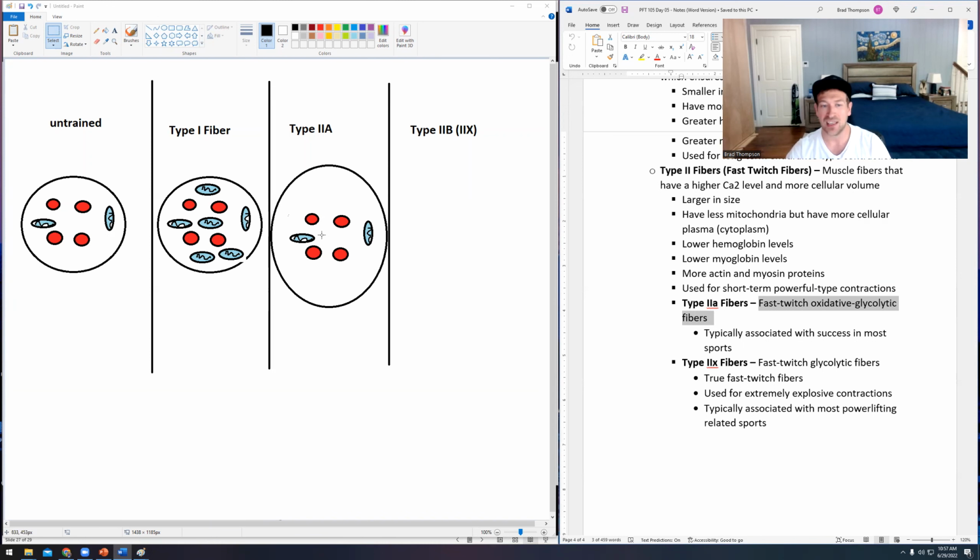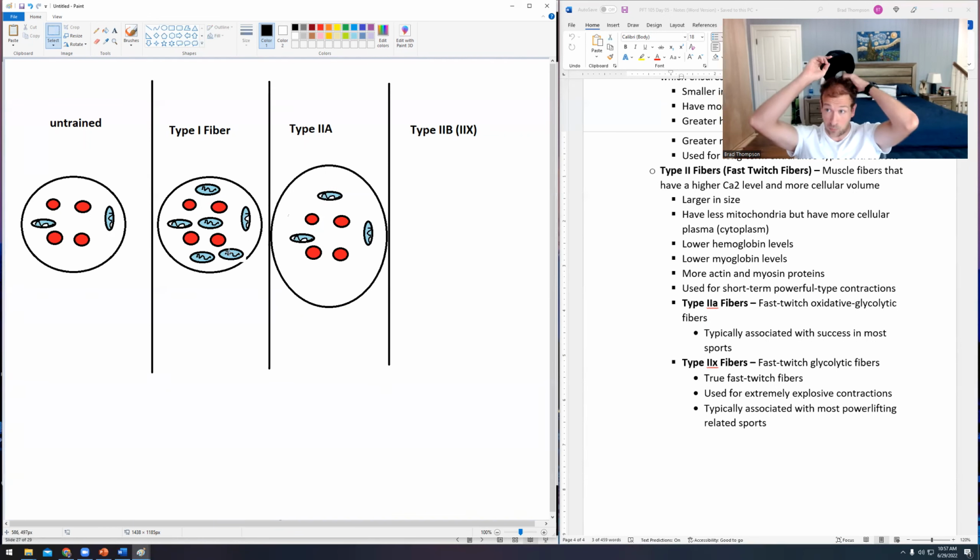You know, we might even see a little bit of extra mitochondria in here, just a little bit more, right? But we're not going to see a ton. We're not going to see as much mitochondria as a type 1 fiber. But we're going to see more cellular fluid. So this is pretty good at energy production, but not as good at energy production as a type 1 muscle fiber, okay? So that's a type 2A fiber.